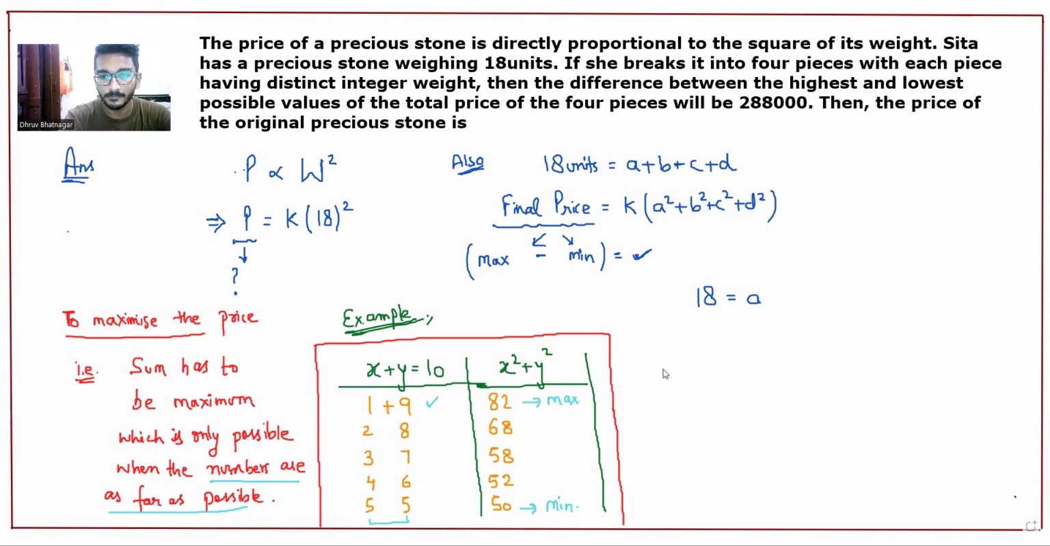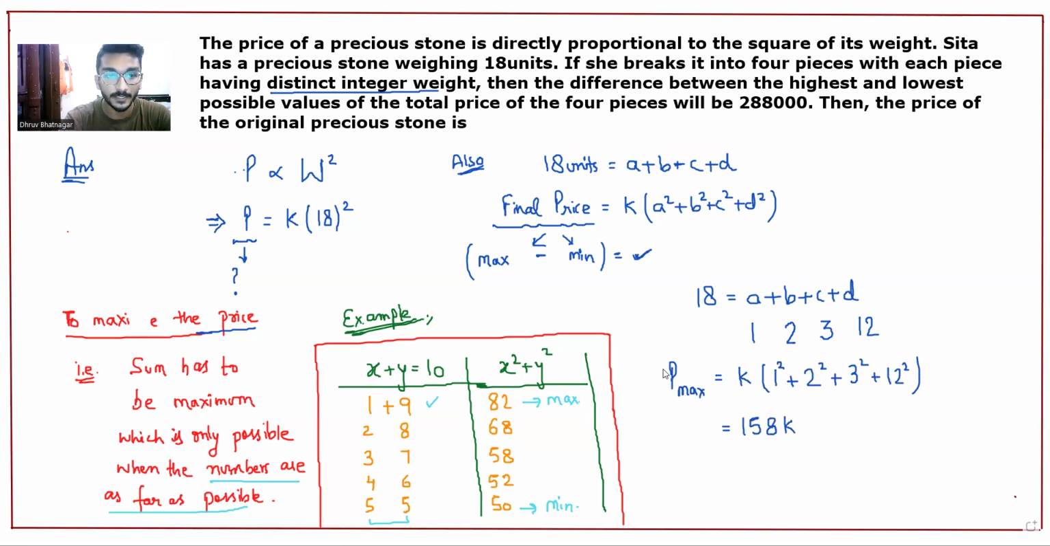So here 18 is broken down into 4 parts, A, B, C, D, and those 4 parts are different integers. So the possibility is 1, 2, 3. 3 plus 2 is 5, plus 1, 6, and D is 12. It is as far as possible that I have made. Because it is distinct, that is why I have kept 1, 2, 3. Otherwise, I could take 1, 1, 1, if it could be similar. So the maximum price will be the squares of these values, 1 square, 2 square, 3 square, and 12 square. It is 144 plus 4, 148, and 149, and 9, 158. Okay. So that is the maximum price.